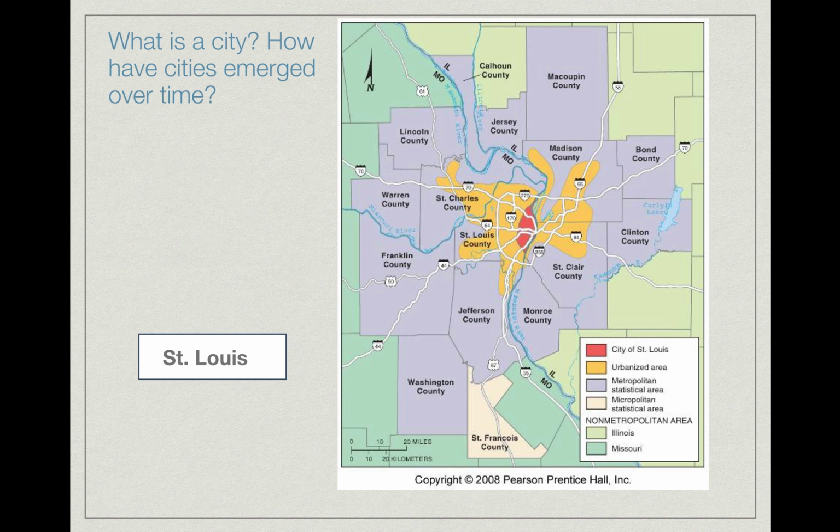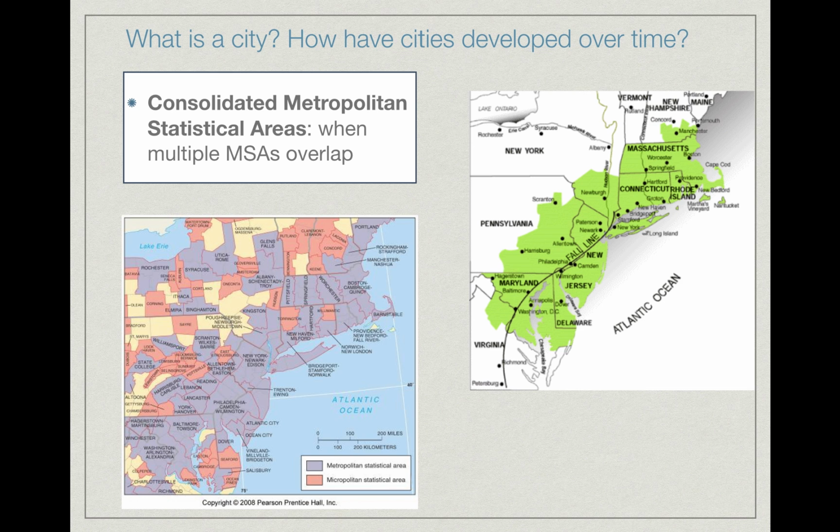You can see here's one in St. Louis. This helps us a little bit more. You can see the city of St. Louis, the urbanized area, and then the MSA, including the broader suburbs and exurbs thereafter. So you can see the general scope of the city's influence. There's also something called a consolidated metropolitan statistical area, which is when multiple MSAs overlap. This is the world that you and I live in. Just can't get away from that term.